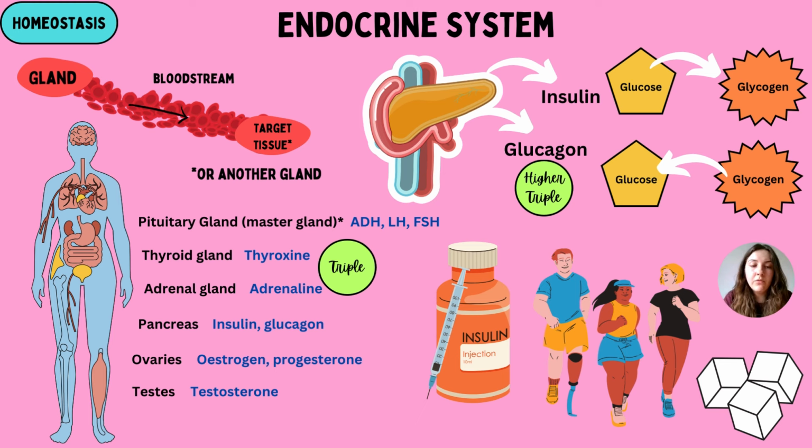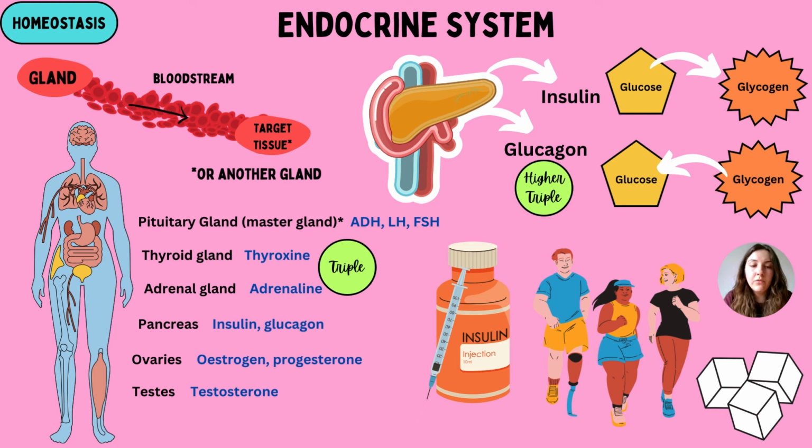However, if there are normal levels of thyroxine in the blood, this will inhibit TRH release from the hypothalamus and the production of TSH by the pituitary gland. So normal levels are maintained. Now, this again is an example of a negative feedback loop that you should be expected to know.